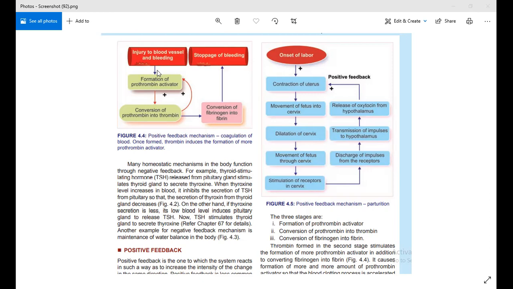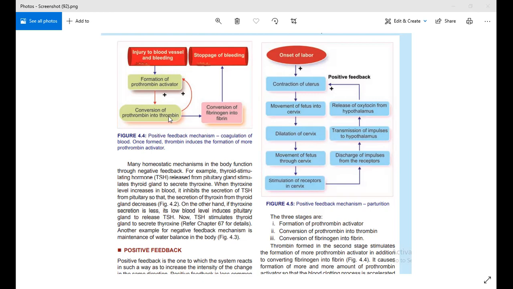And what happens is that there is the formation of prothrombin activator. In pathophysiology, I'm going to teach you the process of blood clotting and all the clotting factors. There are about 12 main blood clotting factors, which I'll teach you later. But one of the things that happen is the formation of what we call prothrombin activator. So injury to blood vessel causes bleeding, and that bleeding leads to the formation of a prothrombin activator. This prothrombin activator will lead to the conversion of an enzyme called prothrombin into thrombin.